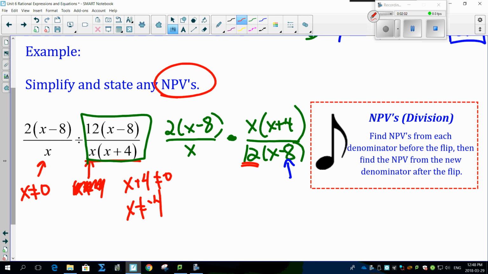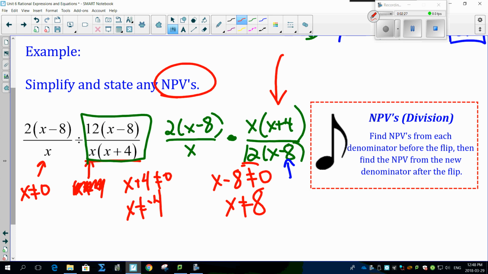Well, we don't really care about the 12 because you know that 12 can never equal 0 anyways. So we don't really care about that. But we do care about x minus 8 not equaling 0. Bringing the 8 over, we found out, guess what? We have one more non-permissible value. And it all is because of the fact that that is reciprocated.